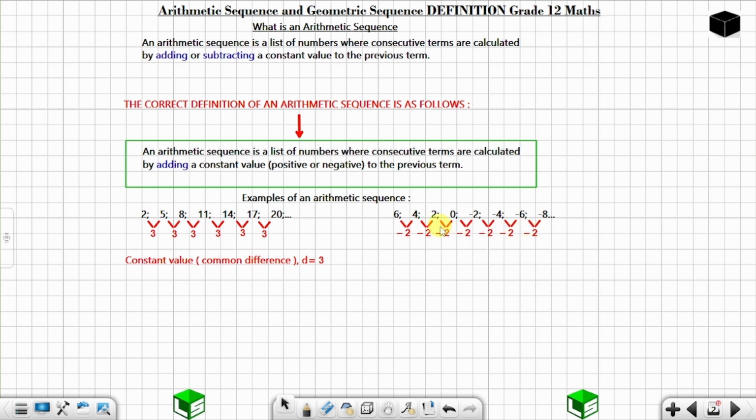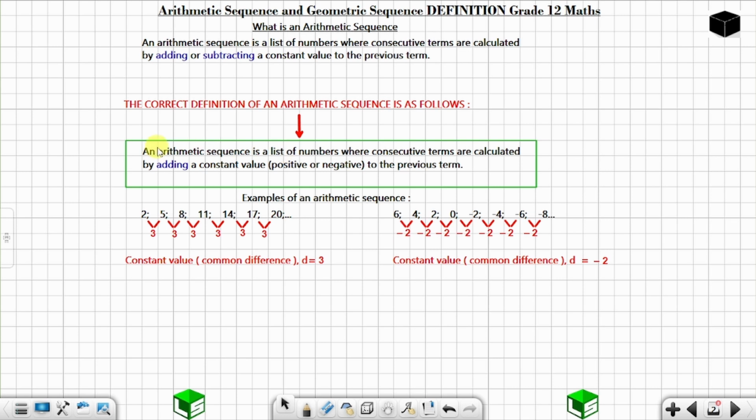So, you have 4 minus 6, negative 2. 2 minus 4, negative 2. 0 minus 2, negative 2. Negative 2 minus 0, negative 2. Negative 4 minus 2, you have negative 2. So, the constant value, which is the common difference in this example, is equal to negative 2.